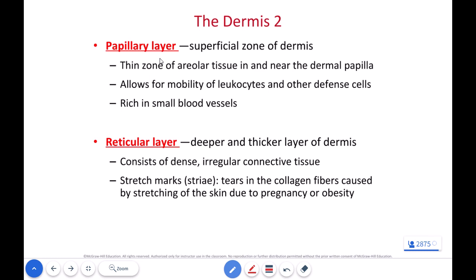The deep layer of the dermis is known as the reticular layer. And this reticular layer is where we're going to find all of that collagen. This is our characteristic layer of the dermis. It's the thickest layer of the dermis.